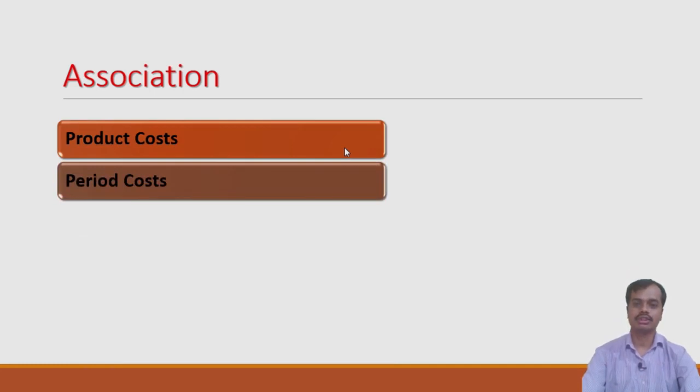Next is period cost. Period costs are those costs which are not identified with the product or job. They are incurred and paid for a particular period, like rent, rates, taxes, salaries, etc. Their benefit is usually exhausted with the expiry of a certain period.